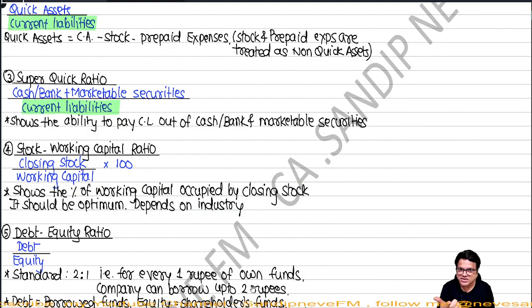We have an answer for this also. Where do we get working capital? It is current assets minus current liabilities. We get it in the balance sheet, people. That's why, in the balance sheet, which stock do we have? Closing stock. So the formula is closing stock upon working capital.